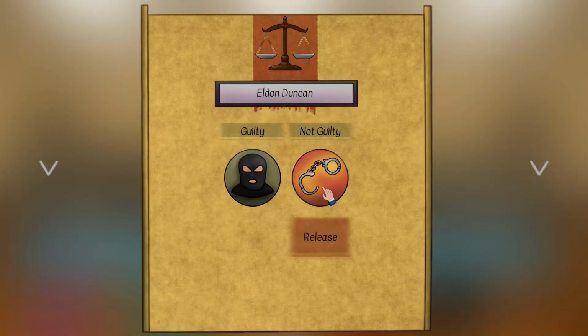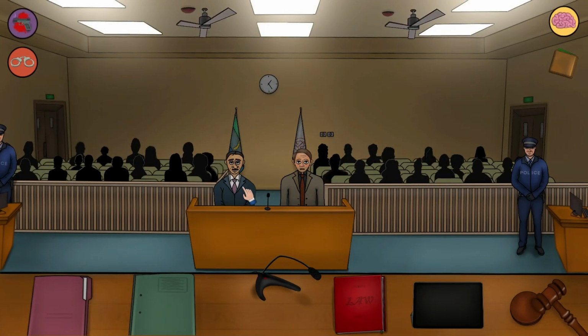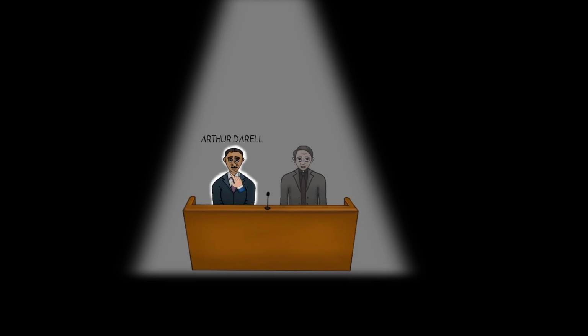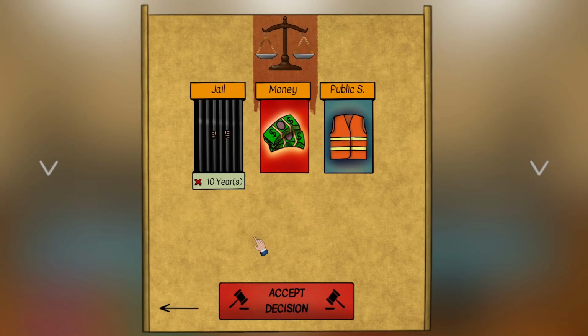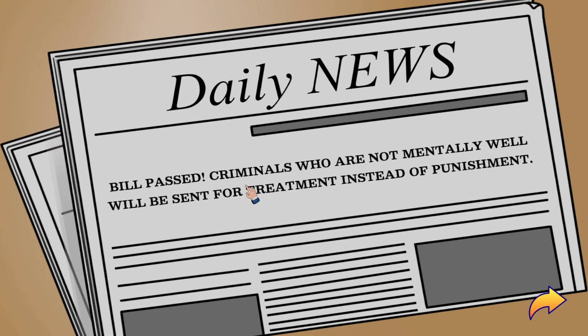Eldon, you are out of here. You are good to go. And Arthur, you are getting 10 years in jail. Bill passed. Criminals who are not mentally well will be sent for treatment instead of punishment.